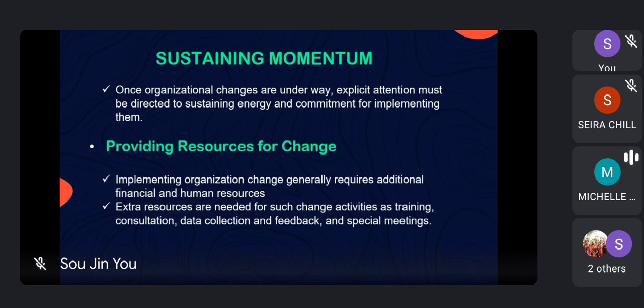Next is providing resources for change. Implementing organization change generally requires additional financial and human resources. Kailangan mag-provide ng additional na financial at human resource pag nagkaroon o nagpatupad ng pagbabago sa isang organization. Extra resources are needed for such change activities as training, consultation, data collection, feedback, and special meeting. Nakakatulong din ito to provide buffer as performance drop during transition period. Unless these extra resources are planned for and provided, meaningful changes is less likely to occur.